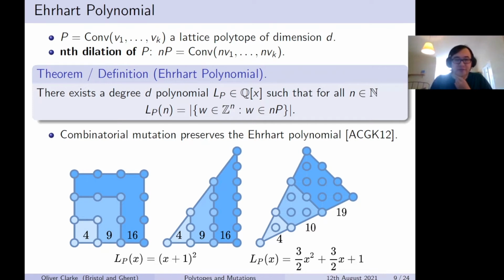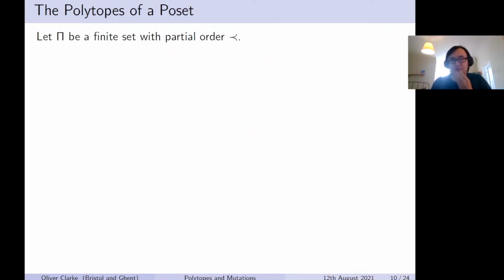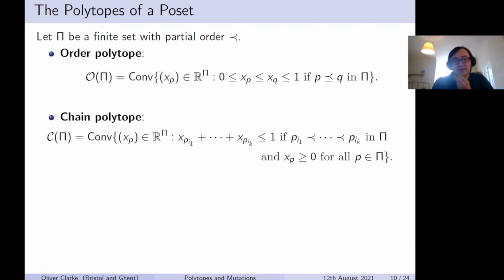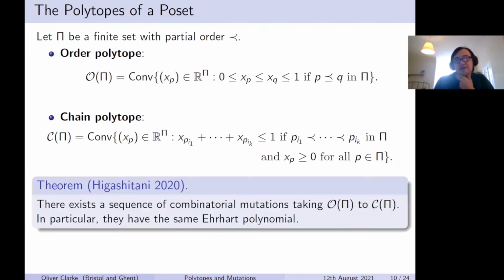So what else can we do? Well, there are 2 famous polytopes associated to posets. If I take a finite poset, I can define what's called its order polytope and its chain polytope. I won't really use the definitions, but they're here for completeness. Higashitani showed that if you look at these polytopes, there's always a sequence of combinatorial mutations taking you from one to the other, and he gives an explicit construction of this.